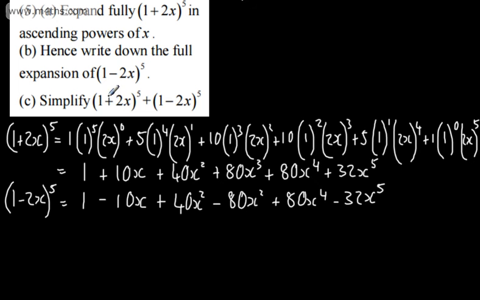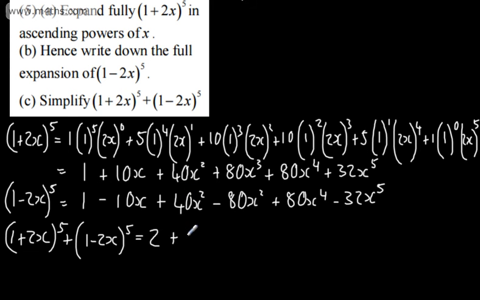In part C, we need to simplify (1 + 2x)^5 + (1 - 2x)^5. So let's write this out. I'm again simply going to use my answers from before and add these up. So what we'll have now is the following. 1 plus 1 is going to give me 2. 10x minus 10x is 0. Then we're going to get 40x squared plus 40x squared, which is 80x squared.